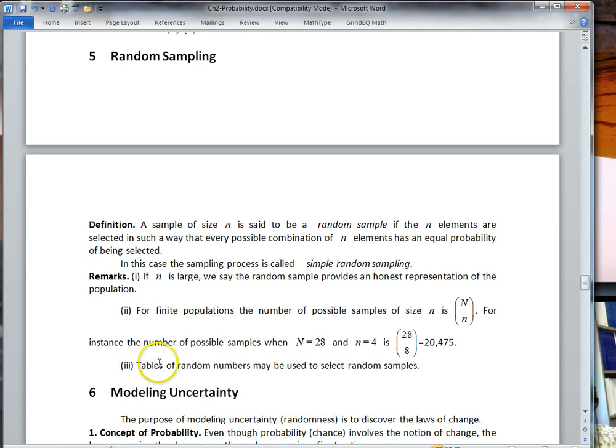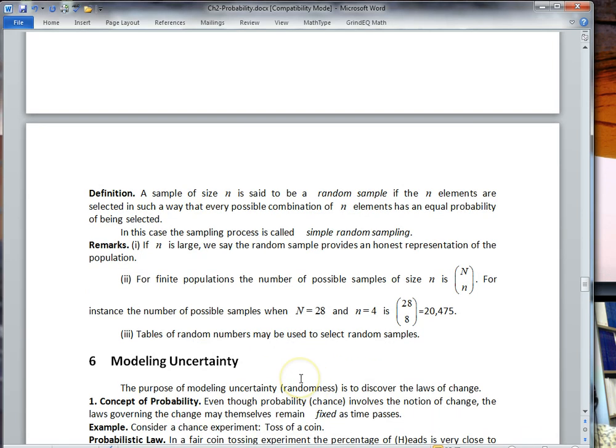Or I can use tables of random numbers. Tables of random numbers are very useful in selecting random samples. I'll let you read that in your textbooks, but basically, you can also generate random numbers using Excel now or Minitab. You want to pick random numbers from 1 to 28, so you rank your population members from 1 to 28. If it's 1, you pick the first one. If it's 10, you pick the 10th one, and so on. That's simply how the random number tables work.